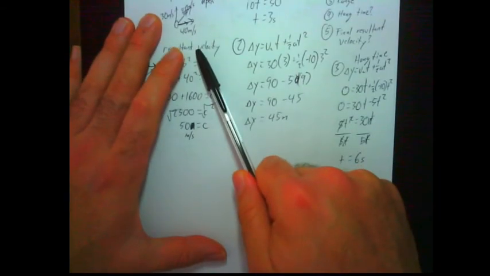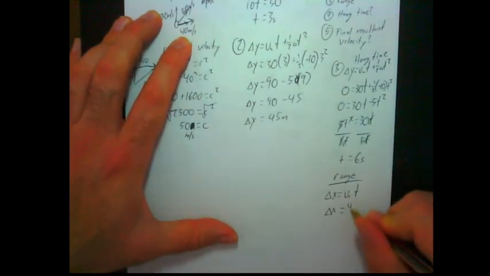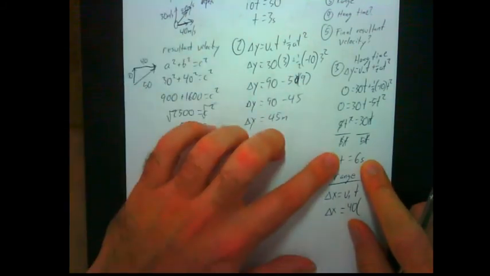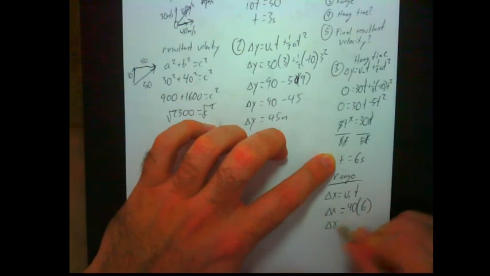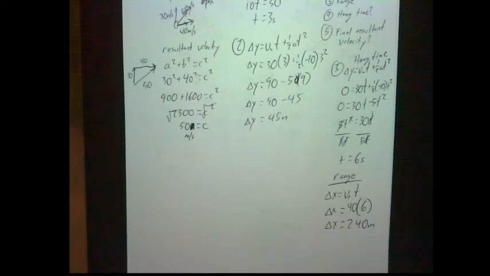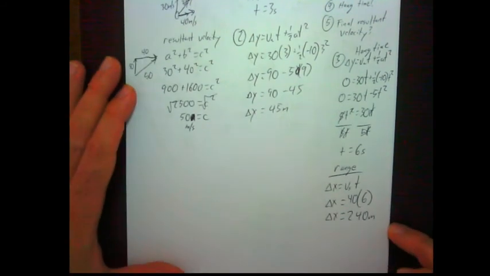Let's go back up here. 40 meters a second. What is our time in the air? Time is not vertical or horizontal. It applies to both. What is our time in the air? 6 seconds. 6 times 40 is 240 meters. That's our range.